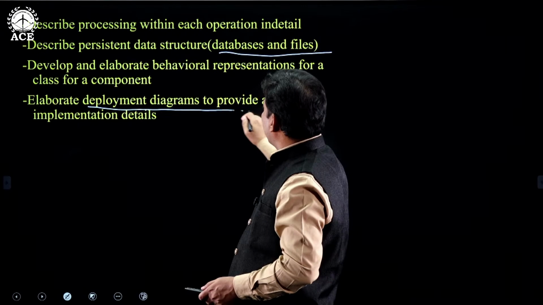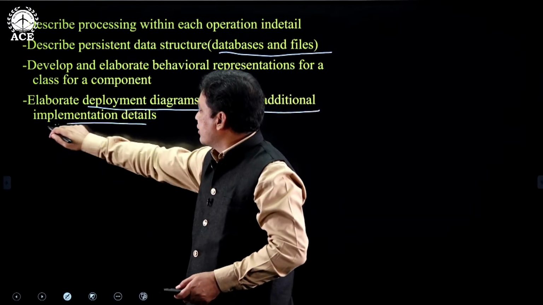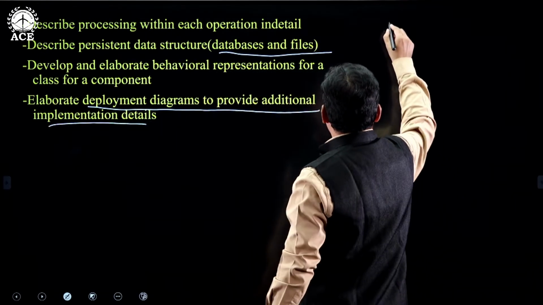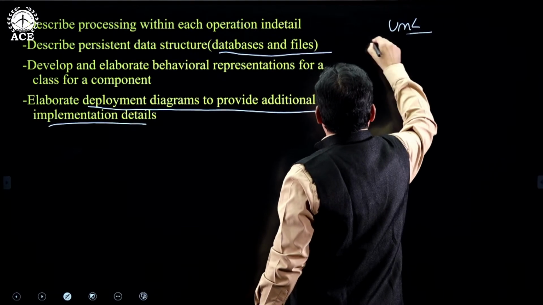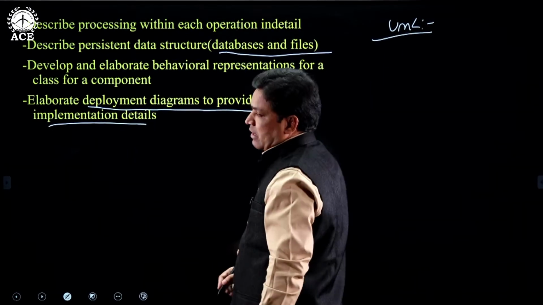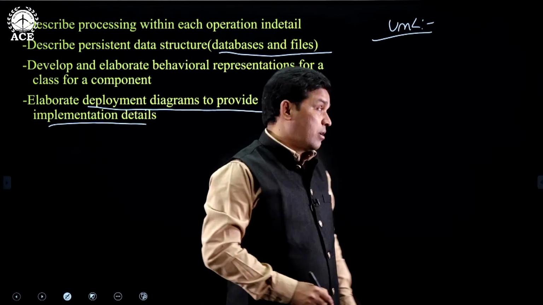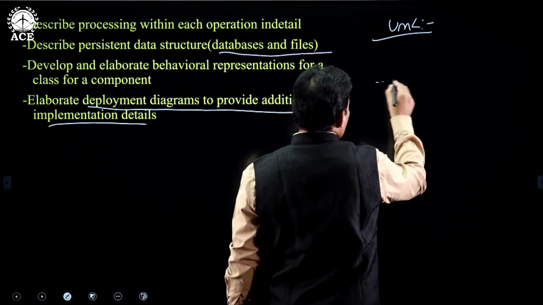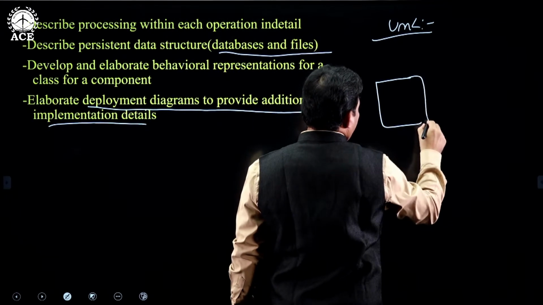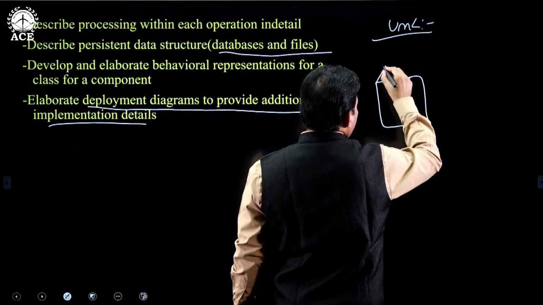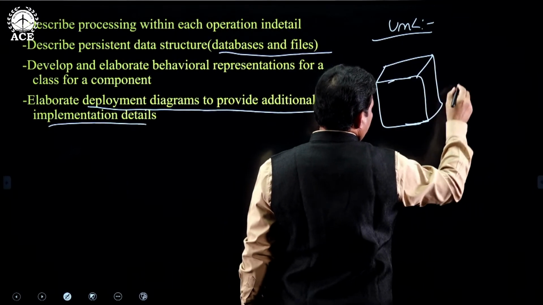Elaborate deployment diagrams to provide additional implementation details. Deployment diagram: in UML, what does a deployment diagram represent here? Hardware configuration. So what is the graphical representation of a deployment diagram? Simply I can say here, right?